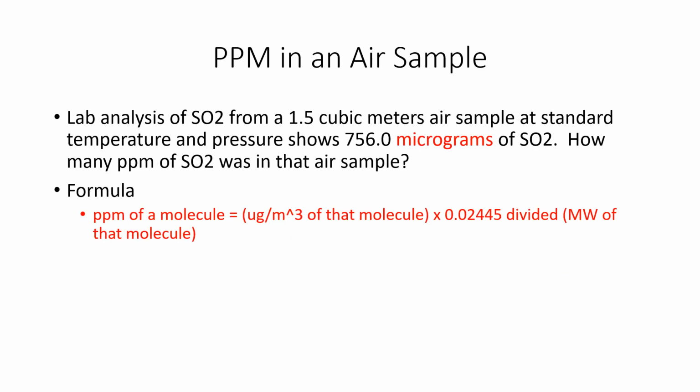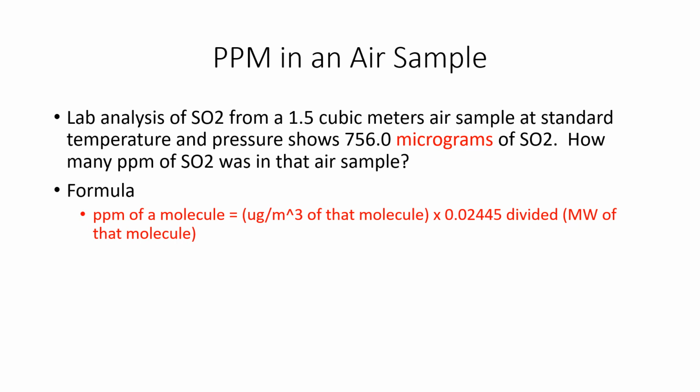So let's look at a common example that comes back to us. Lab analysis of SO2 from a 1.5 cubic meter air sample at standard temperature and pressure shows 756 micrograms of SO2. How many ppm are in the air sample? So we have to figure out our conversion. Is it micrograms? Is it milligrams? And then we have to say, how do we convert that over to answer the question of ppm, to know whether we are over or under exposing people at the workplace?